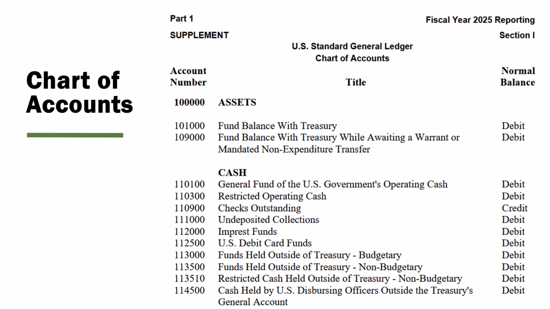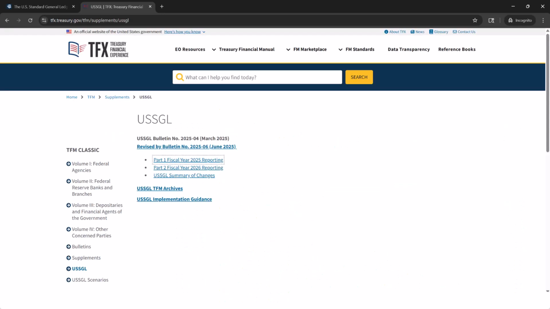So now we're going to cover the chart of accounts. You'll see here the chart of accounts will have the account number. You'll see the title, which will have the overall category and subcategory. It'll have the GL's name, and it'll have the normal debit balance. So let's take a look at how to get to section 1, chart of accounts.